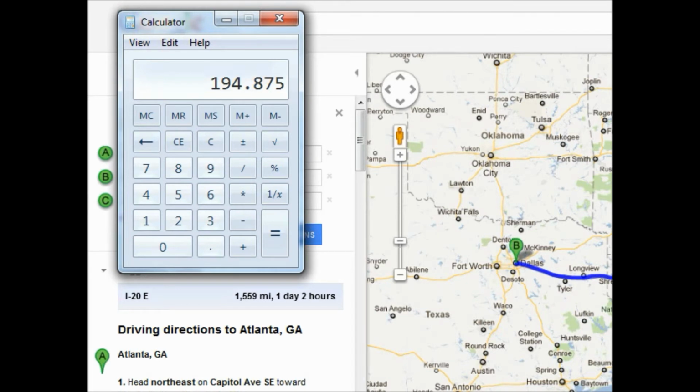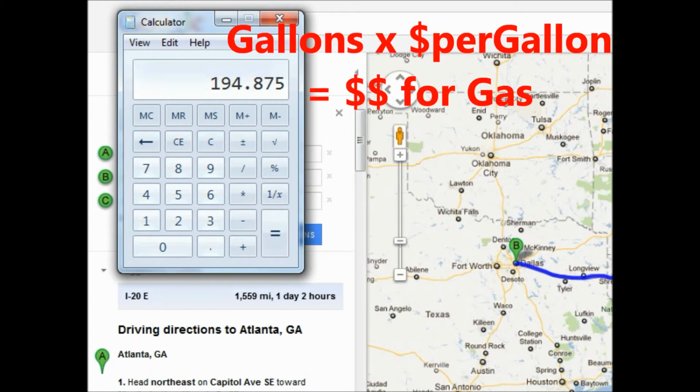Now what you do is multiply it by the cost of gas. So, I think gas is pretty much tending right around now to go towards $4 a gallon. Again, always assume the worst. So multiply by 4. There's your gas cost for a round trip, $779.50.